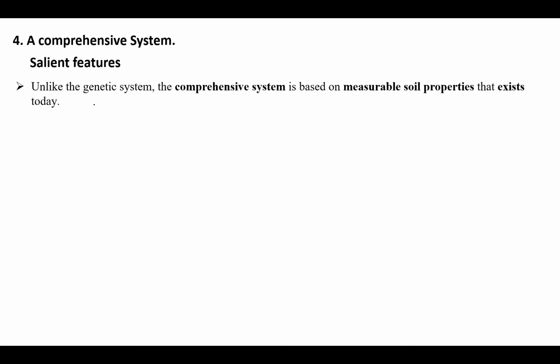What are the salient features of the seventh approximation classification, or USDA soil taxonomy? The very first point to remember is that unlike the genetic system of classification, the comprehensive system is based on the measurable soil properties that exist till today, which is a great advantage as compared with our previous lectures. So here in this comprehensive system, it is completely based on measurable soil properties. Those measurable properties exist in today's present condition. That's why this has a great advantage compared with the geological concept.